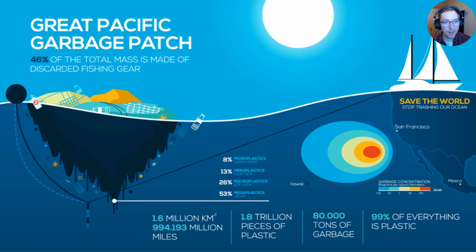46% of that total mass is made up of discarded fishing gear, which is pretty disheartening to think about. 8% microplastics, 13% mesoplastics, 26% macroplastics, and 53% megaplastics. 1.8 trillion pieces of plastic on estimate. 80,000 tons of garbage. 99% of everything in that is plastic. And we can see it here kind of drifting off the coast of Hawaii. This kind of ellipsoidal pattern here.